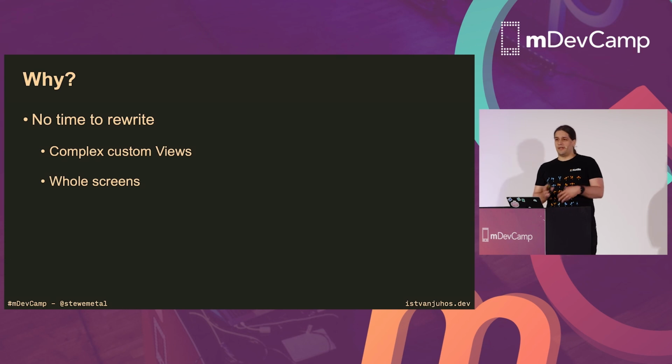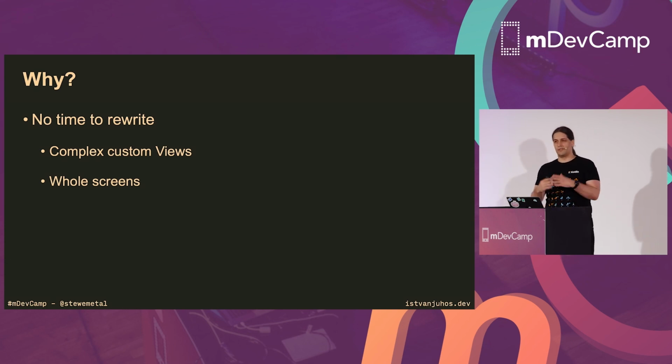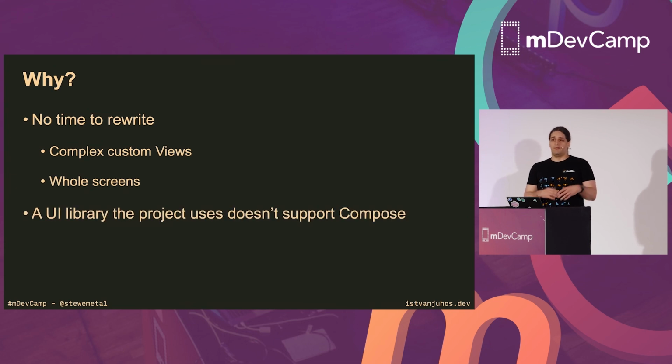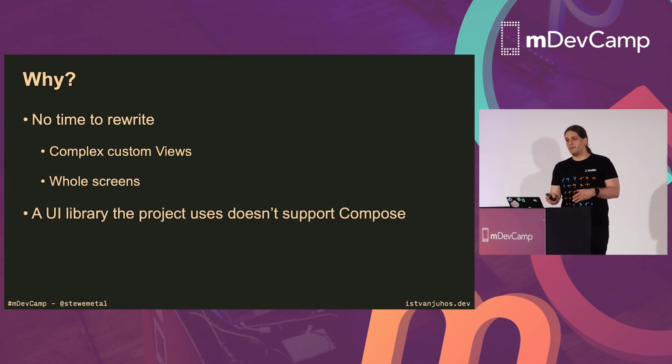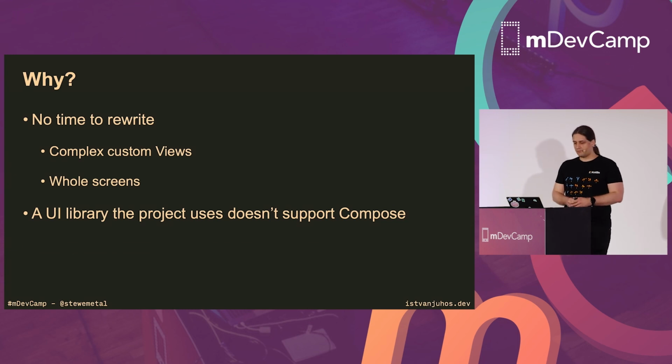OK, let's say that you have complex custom views already implemented or whole screens in views. That's the most likely case. Then you might want to consider using Compose interoperability features if you want to move forward with a Compose adoption. Also, if your project has some UI libraries that are still not updated to Compose, or maybe they will never be, but they are still relevant, you might want to look into the interoperability features.